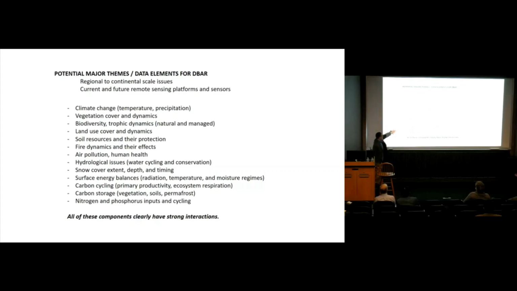And these are an array of environmental variables that we wish to look at: climate change, vegetation dynamics, biodiversity, land use cover, protection of soils, fire dynamics, air pollution and human health, hydrology, which includes snow cover extent, energy balances between the land and the atmosphere. Carbon cycling is obviously very important, from a CO2 and methane perspective, carbon storage, and then the cycling of other elements like nitrogen and phosphorus. All of these components clearly have very strong interactions with one another.